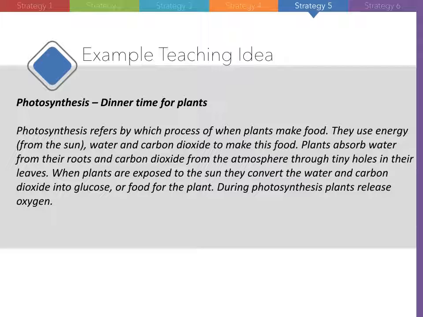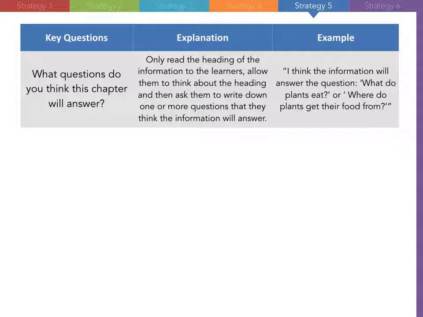The piece of text in front of you is about photosynthesis, dinner time for plants. I'm not going to read the text to you, but I'm going to focus on the key questions instead. The first key question is, what questions do you think this chapter will answer? So you only read the heading of the information to the learners: photosynthesis, dinner time for plants. And then you allow them to think about this heading and then ask them to write down one or more questions that they think that the information will answer.